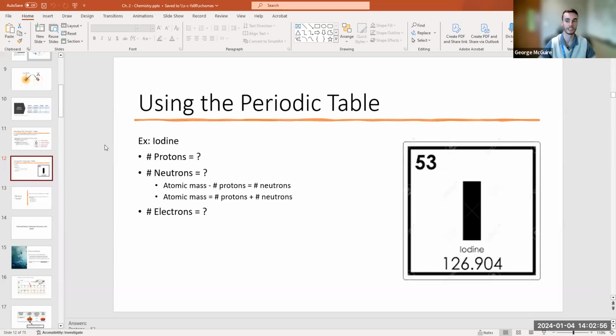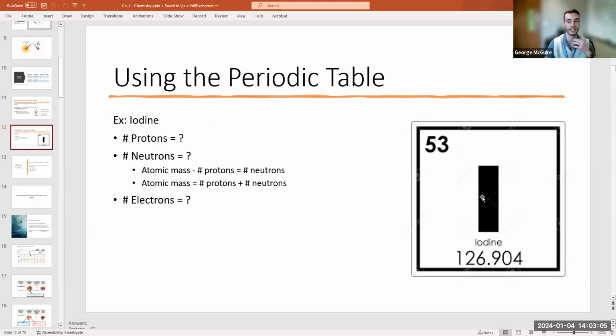Before we move on, I just want to use this again as a refresher. What we have in front of us is the information that you would see on the periodic table for the element iodine. We have the atomic number of 53 and the atomic mass of 127. We can use this information to determine how many protons, neutrons, and electrons would be present in the most common, naturally occurring form of this element. So we're going to go through how we do this again.